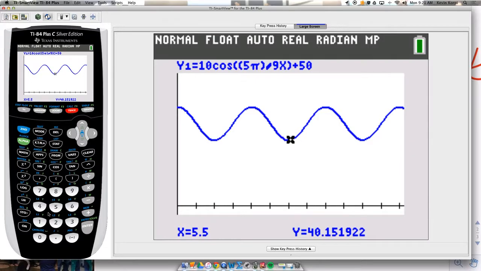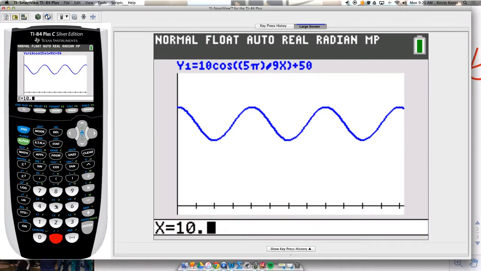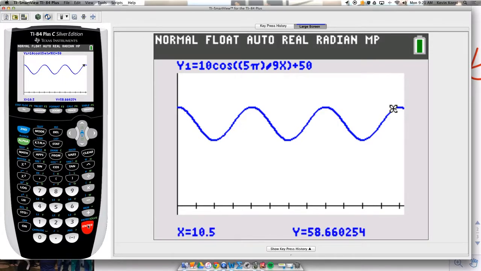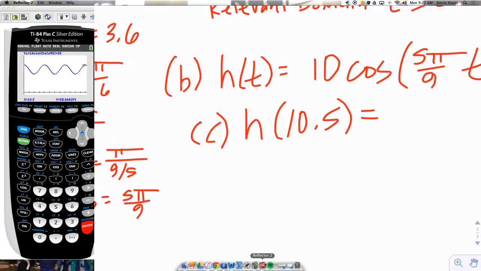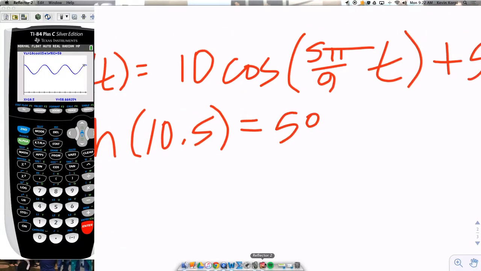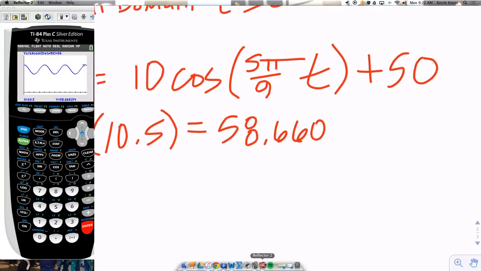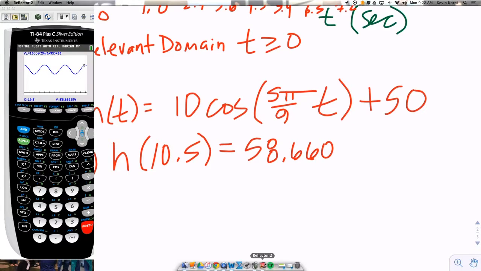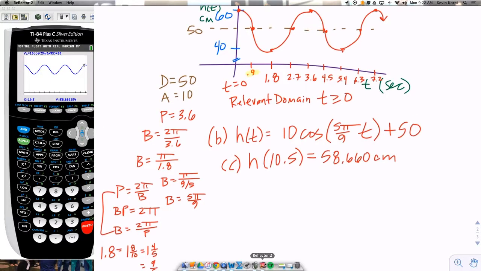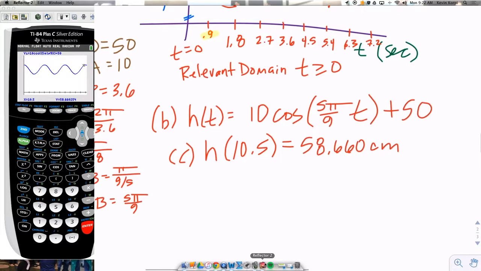Now you could just hit the trace button, type in 10.5, and hit enter. There you are. And how many decimals do we report? There's the y value. 3. So 58.66. Do we need that last 0? We sure do. So on your paper, 58.660. And what units would it be? Centimeters.